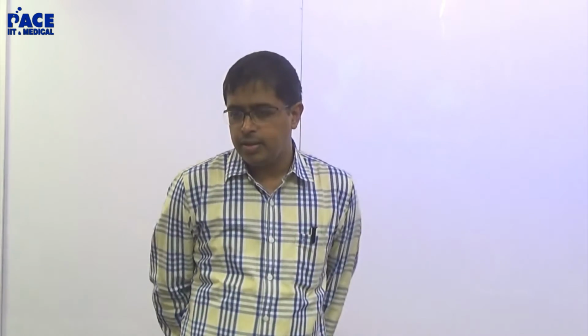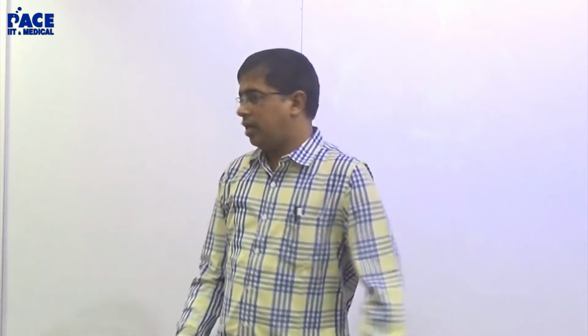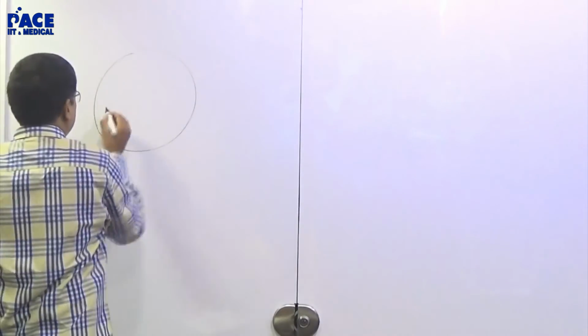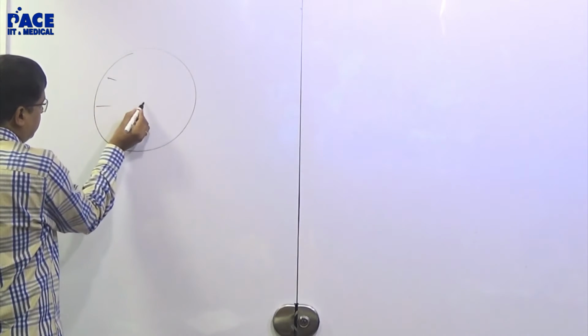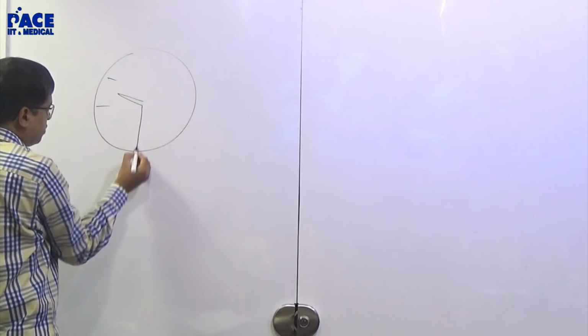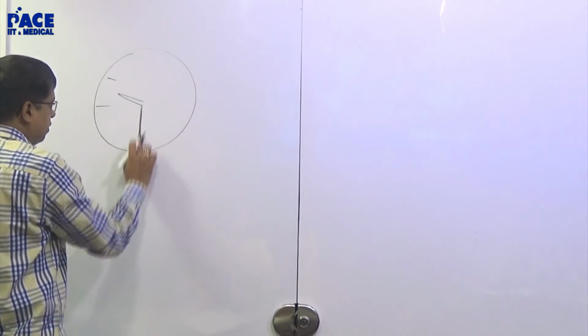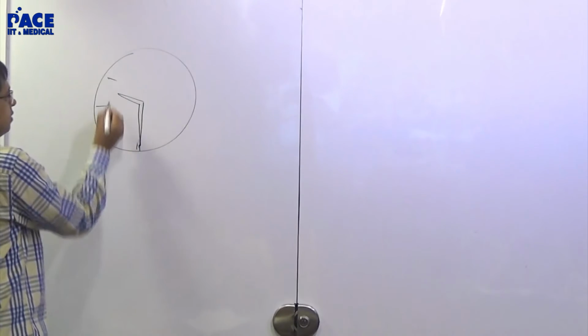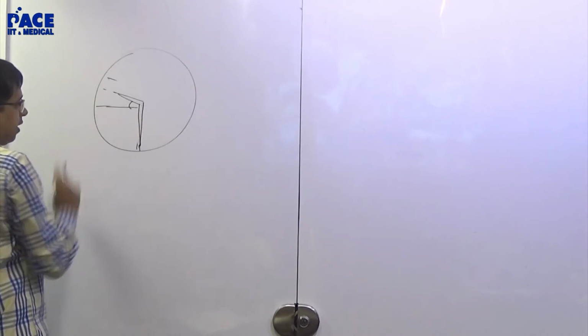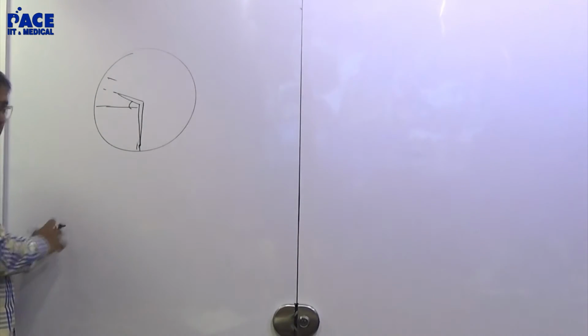When the minute's hand rotates by, see, hour's hand, this is 9, this is 10, right? The hour's hand will be like this, minute's hand will be like this, right? Now I want this angle. 90 plus that angle will be my answer.